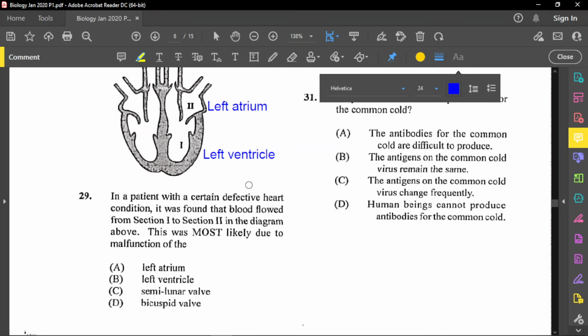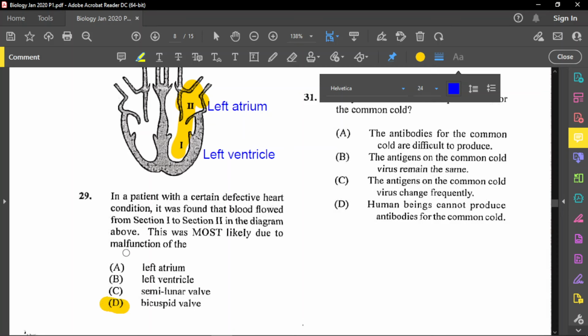All right, so 29 now, it said that in a patient with a certain defective heart condition, it was found that blood flowed from section 1 to section 2 in the diagram. It said this was most likely due to malfunction of what? So, in other words, if blood is going to come from the ventricle into the atrium, which is a backflow of blood, a valve is the problem, and this is the valve right here. If you know what this valve is, this must be the bicuspid valve, right? Because the valve should prevent the backflow of blood. So if this valve is not working properly, blood can flow backwards. So the bicuspid valve is the problem right there.